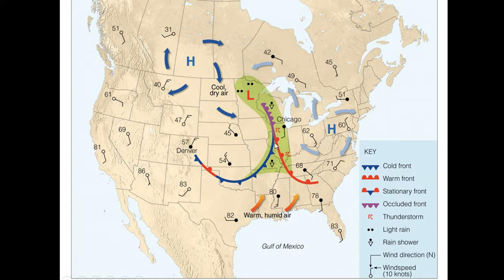But we have what are called the fronts. These are boundaries between different air masses, and this is the occluded front that is formed when a storm, a cyclone, becomes very well developed later on in its lifespan.